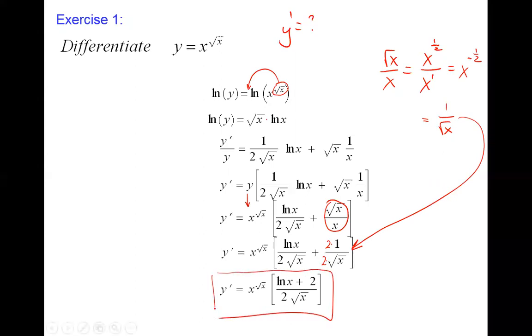But the main message on this is the logarithmic differentiation. Let's look at the second exercise. However, I do have this exercise solved using a little bit different method. I can take this function and actually rewrite it as an exponential function.